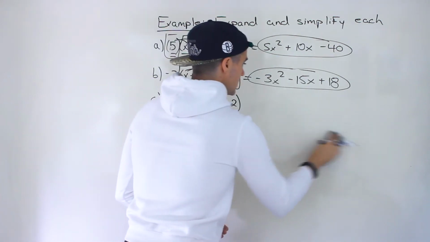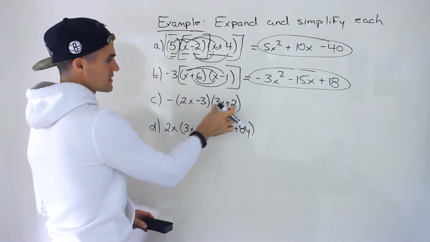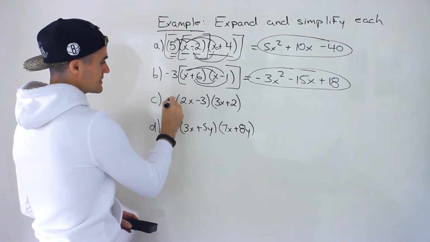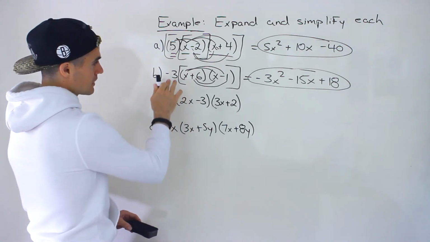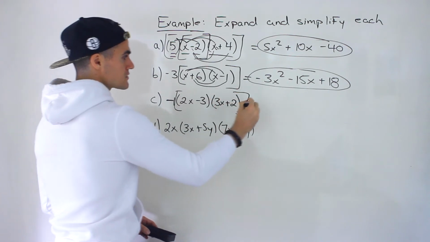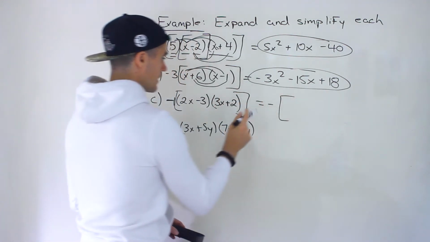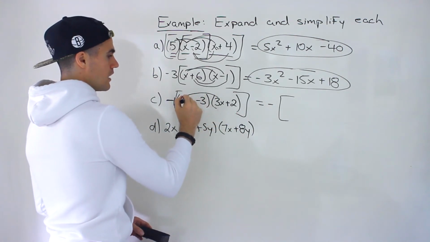And then part C, we have negative times 2x minus 3 times 3x plus 2. So here, if you just have a negative in front, it's like a negative 1 that's in front right there. But same thing, it's like a negative 3 here, negative 1. We're going to multiply these 2 brackets first. So we got the negative 1 on the outside, and then the square bracket's going to be these multiplying.